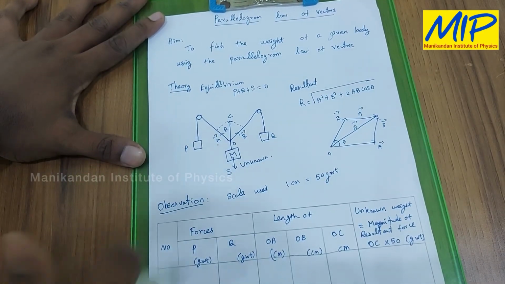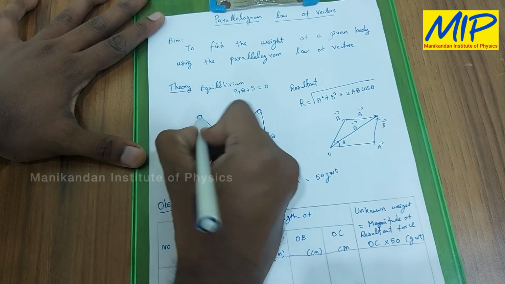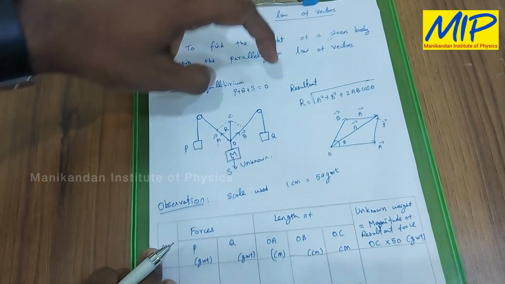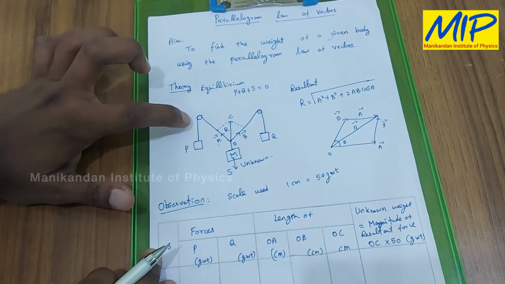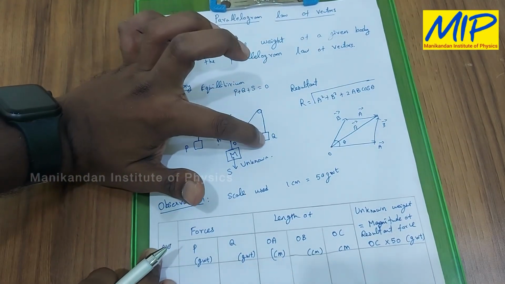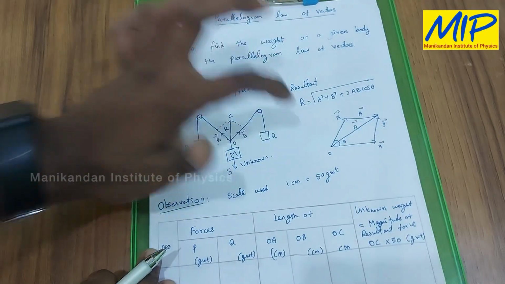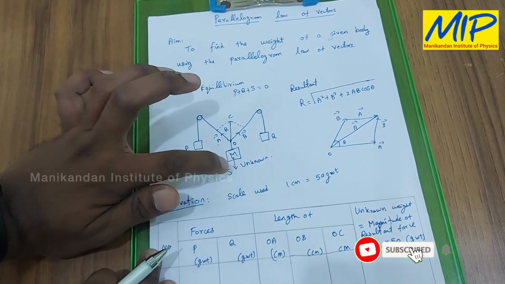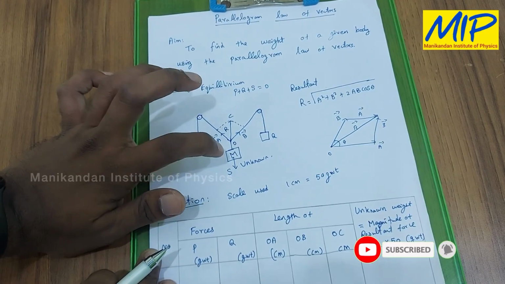In this case, we have two frictionless pulleys connected with a single rope, with masses P and Q. These two are my known masses, where M is my unknown mass. This is called S. I just want to find the weight of this mass.